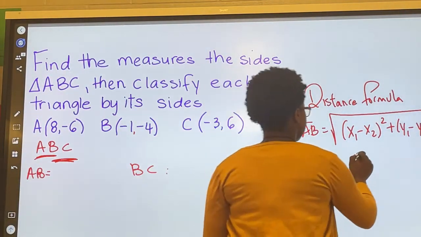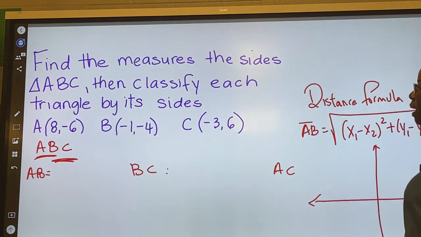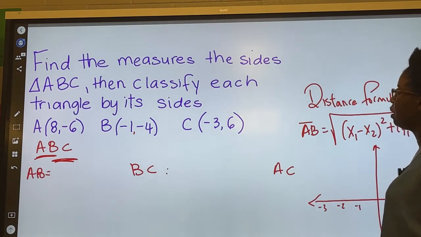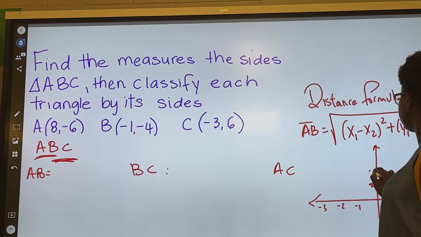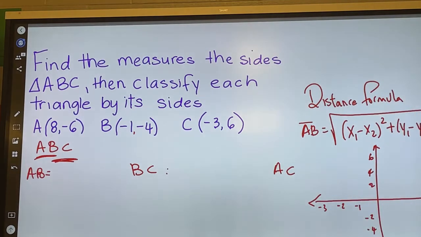So let's do a small sketch of the graph right here for the persons who are visual learners and wondering why am I picking it like that. So let's say, alright, we have negative numbers more than positive, so let's say -1, -2, -3. Let's count up here by 2, so 2, 4, 6, -2, -4, -6. So the first one is saying 8, -6, so let's say 8 is here, so 8, -6 is the point A right here. -1, -4, it's going to be the point right here, and that's B.